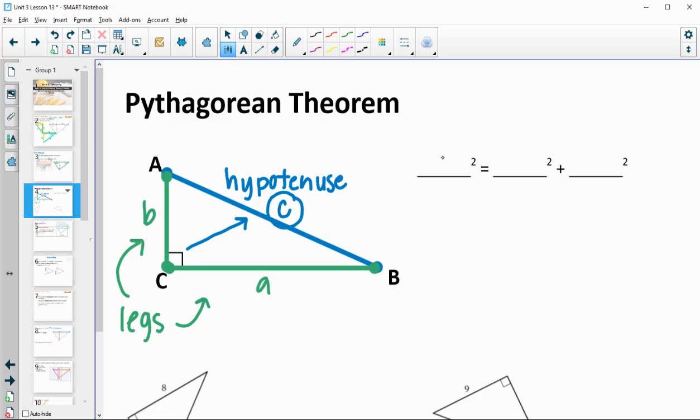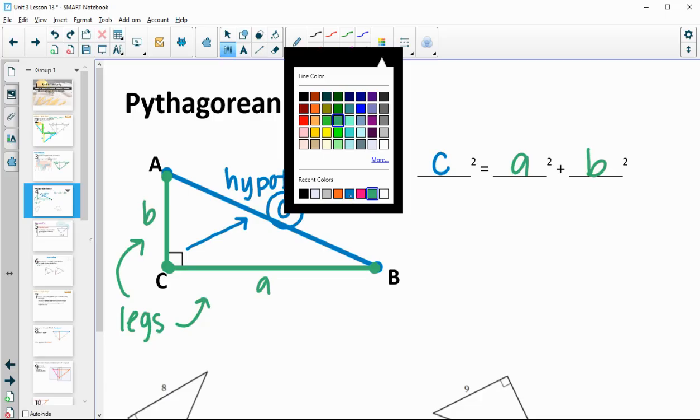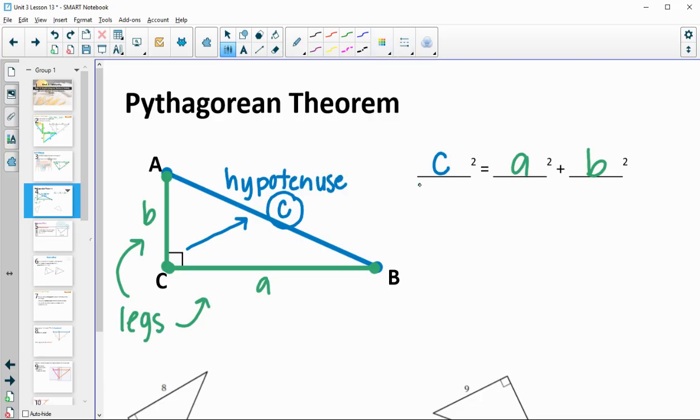The Pythagorean theorem tells us that we square the hypotenuse. So we do c squared, and that will equal the legs squared and added together. We generally call the legs A and B, so A squared plus B squared. It's really important here that you make sure that the hypotenuse is what you plug in by itself. C squared equals the legs squared and added together.